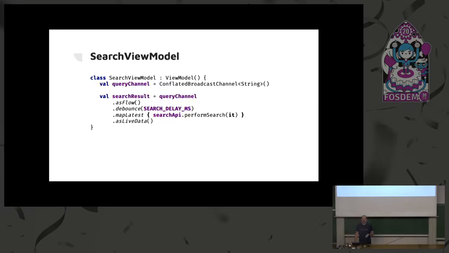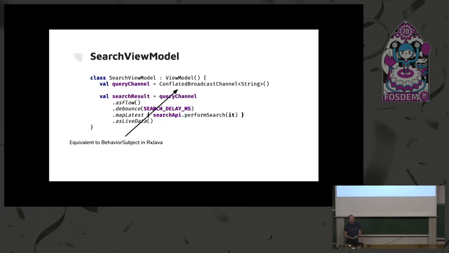Now, the nice thing with this one is that if the user types another character while a search is going on, the coroutine in the mapLatest function, because it is another coroutine, will be cancelled automatically for you. So it will never return a result. Then you will just pass on a new one. So you will not get cancelled operations or searches that started but were never completed. And the final one is asLiveData. So we convert this into a regular Android LiveData, which is easy to use in the fragments.